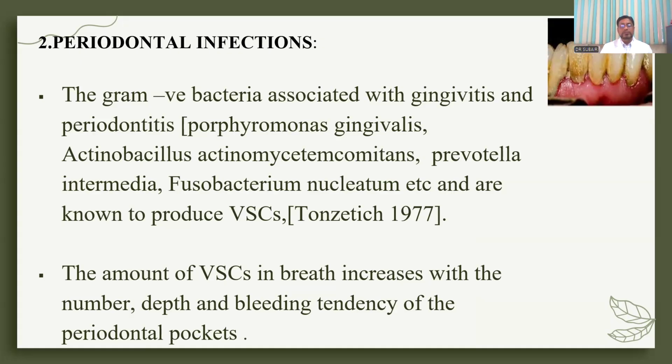The amount of volatile sulfur compounds in breath increases with the number, the depth, and the bleeding tendency of the periodontal pockets. If there is an increase in the bleeding tendency as well as in the depth of the pocket, more volatile sulfur compounds are formed.